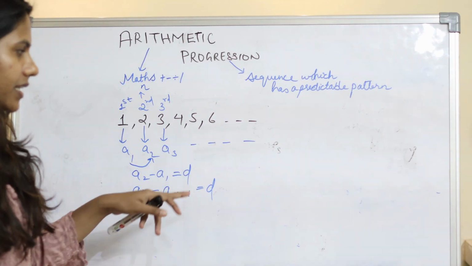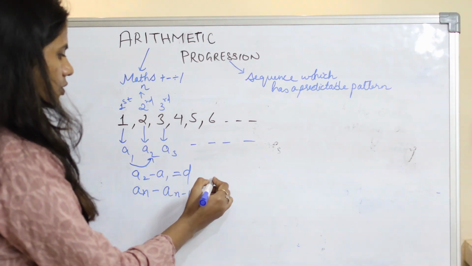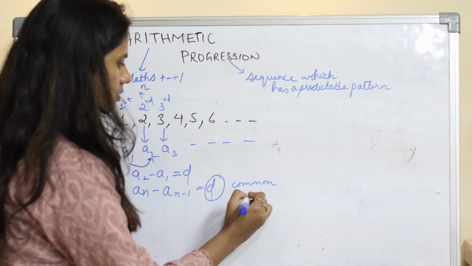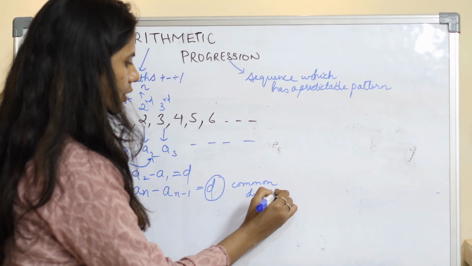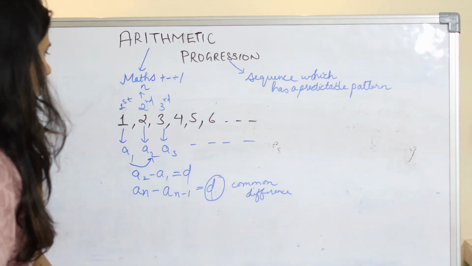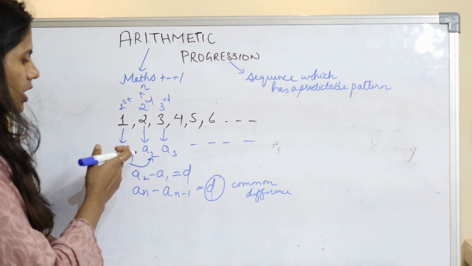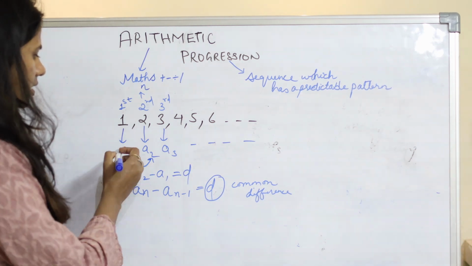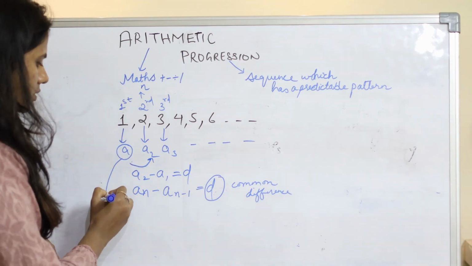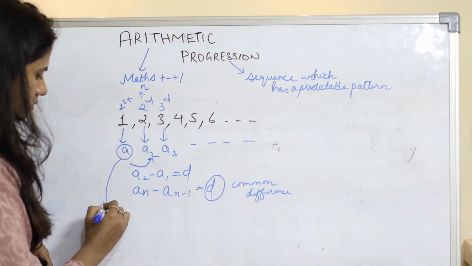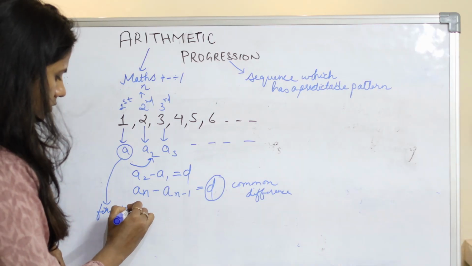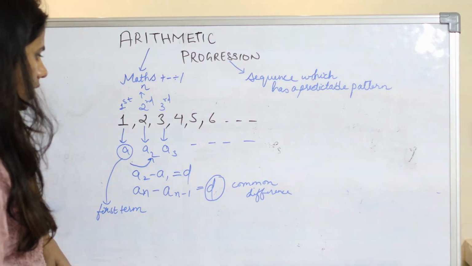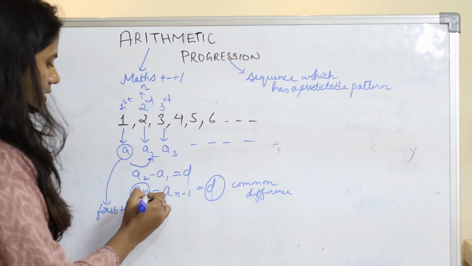So what is the D here? D is that common difference. So this is called the common difference. We are denoting it by D. This is the first term. Usually the first term is mentioned as A. We don't need to write A1. This is the common difference, and this is the general term of an AP.